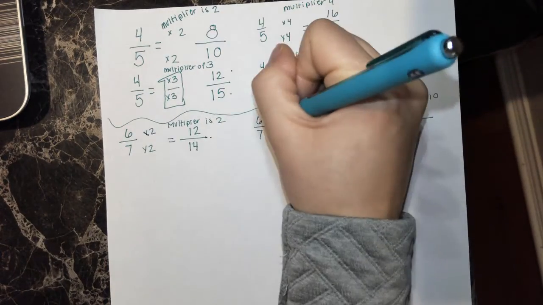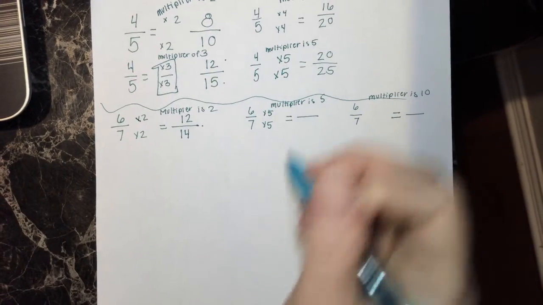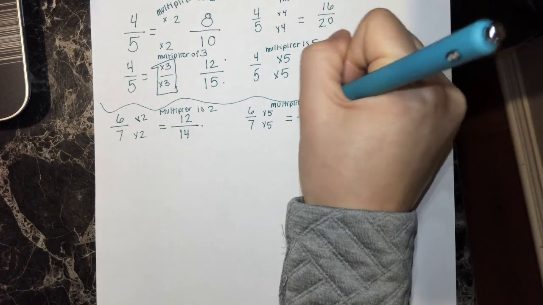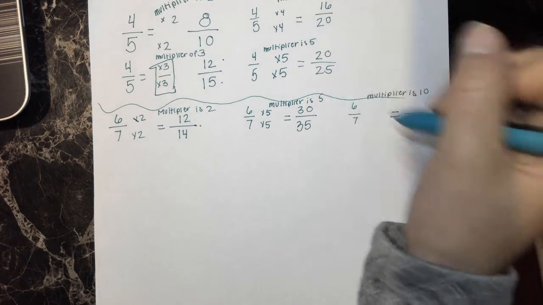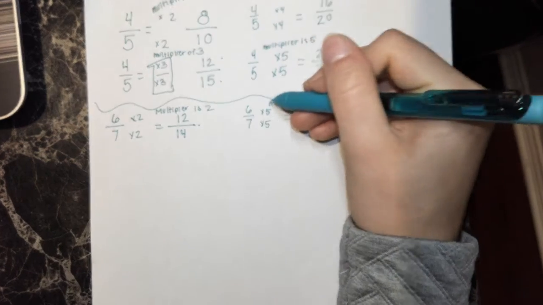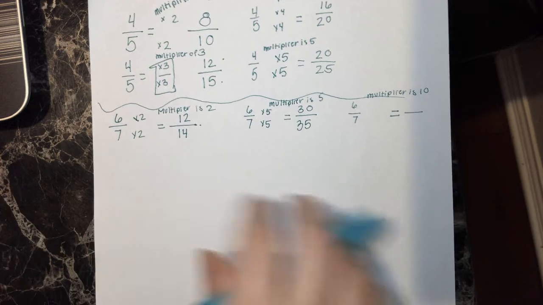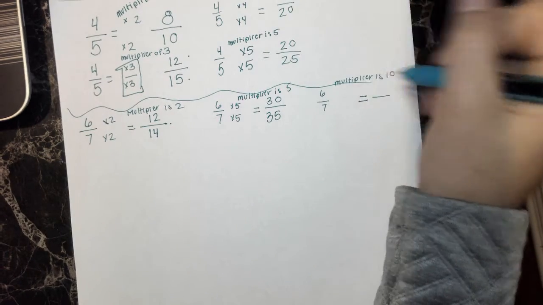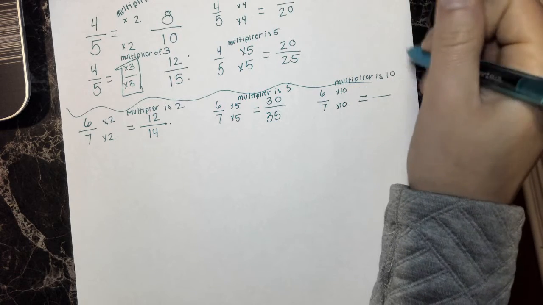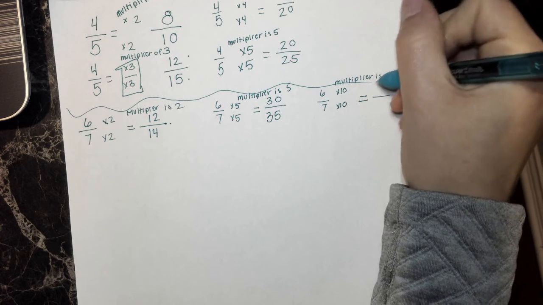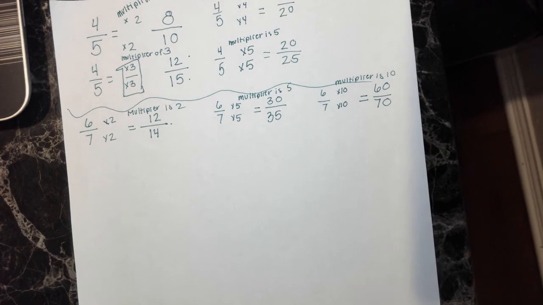If my multiplier is 5, that means I multiply my top by 5, my bottom by 5. Numerator, 6 times 5, you get 30. Denominator, 7 times 5, I would get 35. That means that 30/35 is equal to 6/7. And my last one, if my multiplier is 10, that means I multiply my numerator by 10, my denominator by 10. 6 times 10 is 60, 7 times 10 is 70.